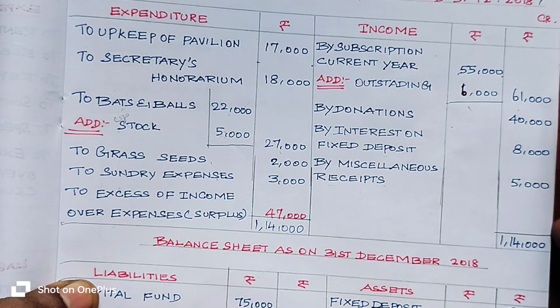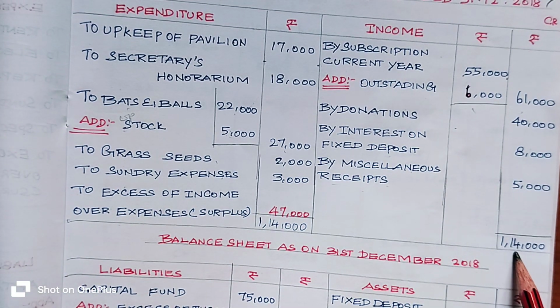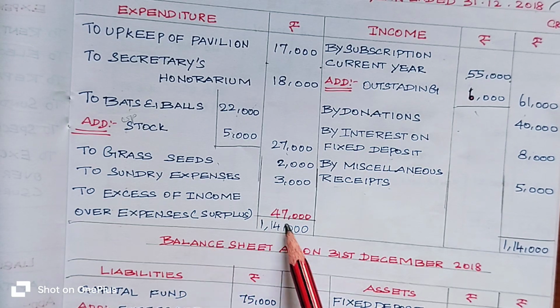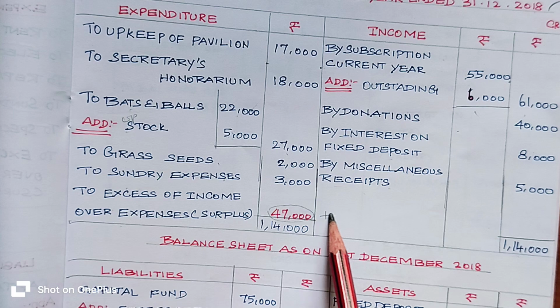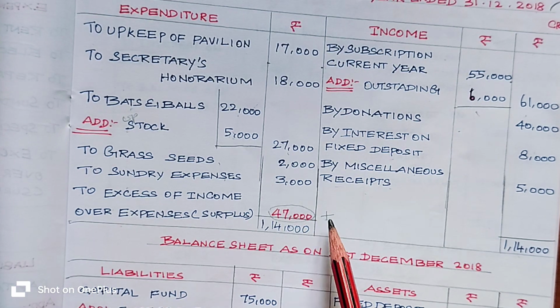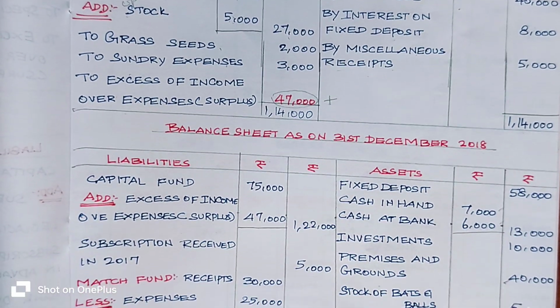We get the total on the credit side, 1,14,000 rupees. When you get the total on the credit side, you will get the surplus as the difference on the debit side, that is 47,000 surplus. We have to add the surplus to the capital fund on the liability side of the balance sheet. Now we are going to prepare the balance sheet.